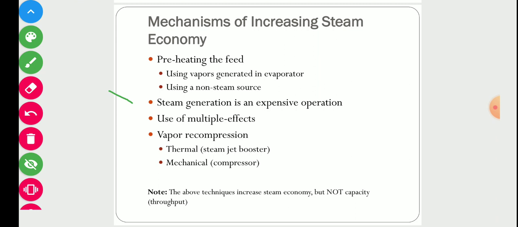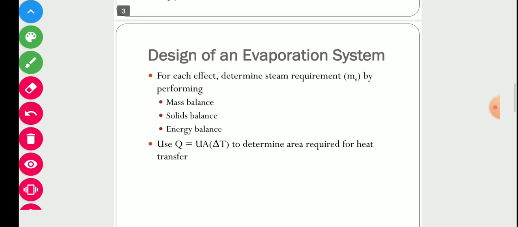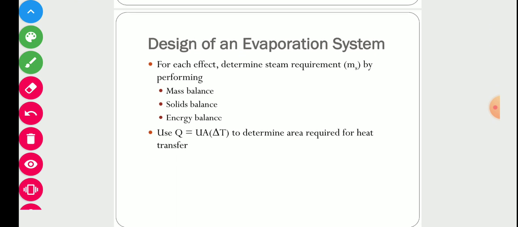Another method is vapor recompression, which can be done either by a thermal method or by a mechanical method. The above techniques increase steam economy but not capacity, or we can say throughput. While we design the evaporator, we have to keep this in mind to calculate the steam requirement. We have to apply mass balance, solid balance, and energy balance. After that we can calculate the amount of steam required.